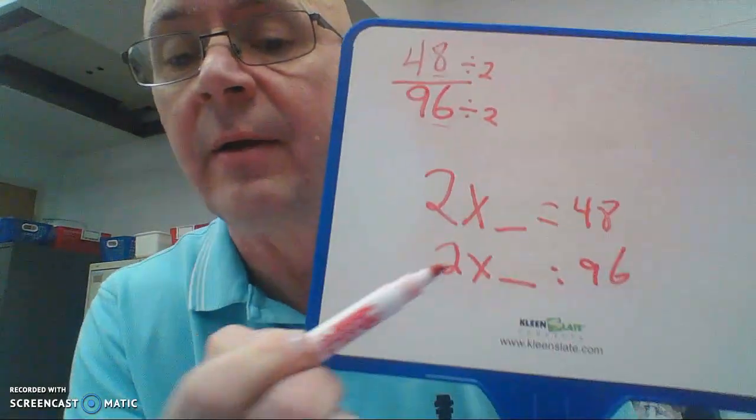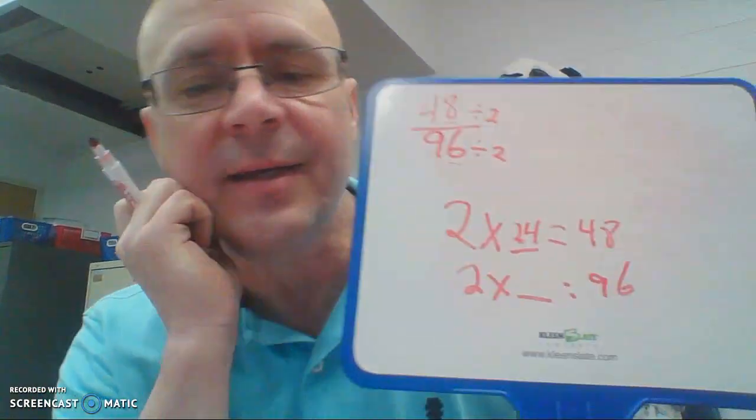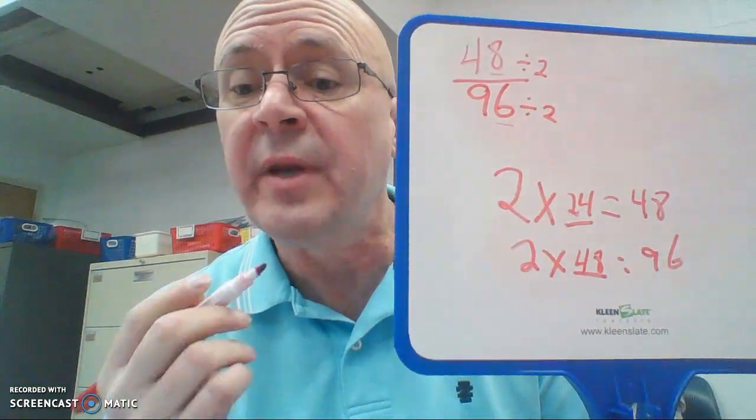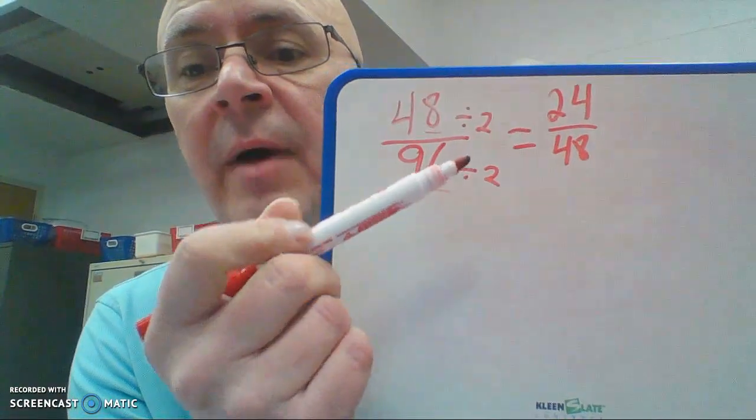Basically, I'm trying to figure out the answer to this, and I'm going to do it in my head. 48 divided by 2 is 24, and 96 divided by 2 is 48. Okay? So now my new fraction is 24 over 48. I know this is time consuming. I know it takes a long time. Now I have to look at my reduced fraction.